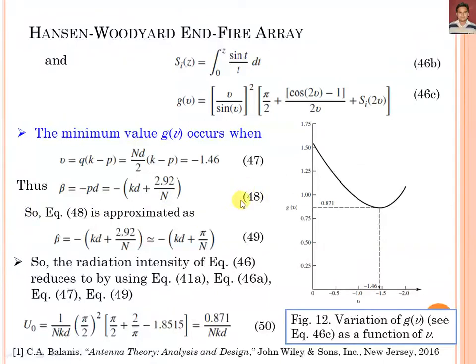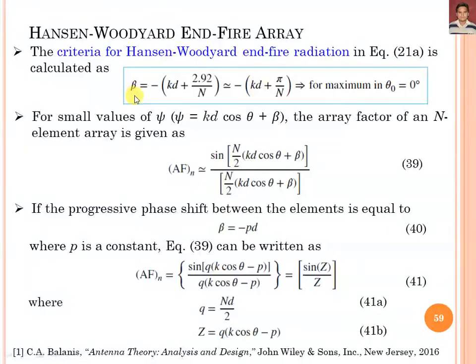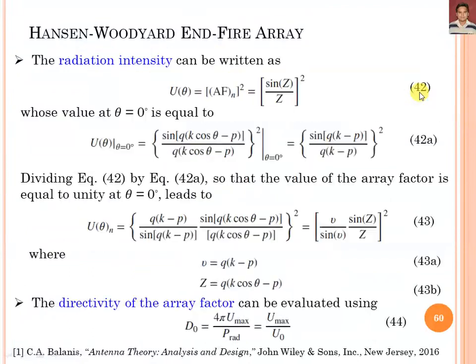So equation 48 can be approximated for the Hanson-Woodyard endfire array in the direction of theta naught equal to 0 degree, then beta is equal to minus kd plus 2.92 by n, which is approximately equal to minus kd plus pi by n. And this is the selection criterion, as we have discussed in lecture 3, as well as at the start of the array. We have to consider this expression. So we have to verify that beta equals this for maximum angle at theta naught equal to 0 degree.